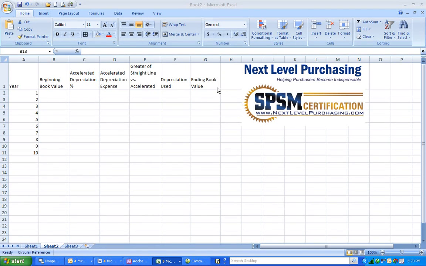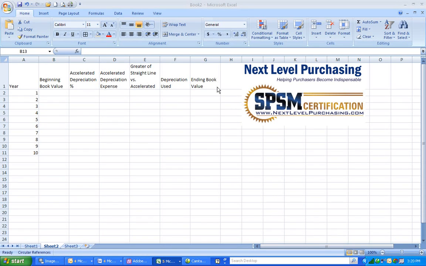Now in this particular example, your organization has purchased an asset for $30,000 in brand new condition. That asset will have a useful life of 10 years, and it will have a salvage value of $5,000 at the end of those 10 years. And you want to use the double declining balance depreciation method to determine its book value at every year.